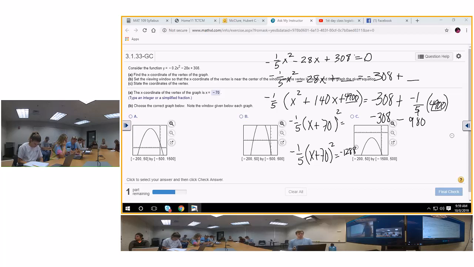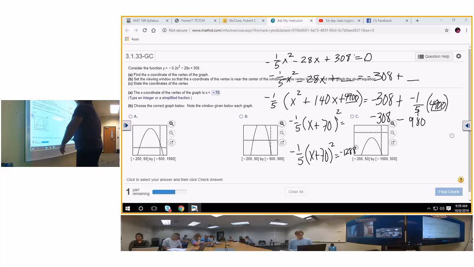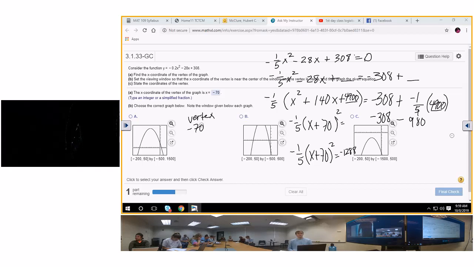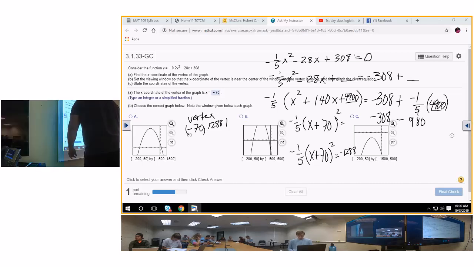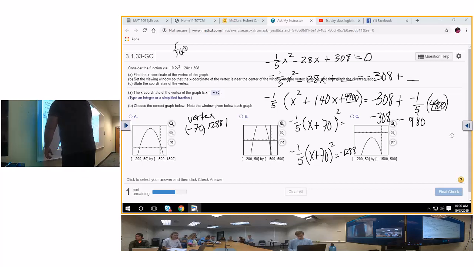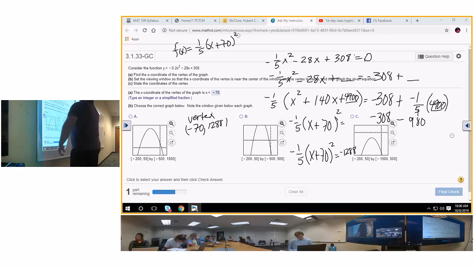So our vertex is (-70, 1288). Of course, if you wrote that in, it would be f of x is equal to -1/5 times the quantity x plus 70 squared plus 1288, if you had to write it like that. If my math is right.